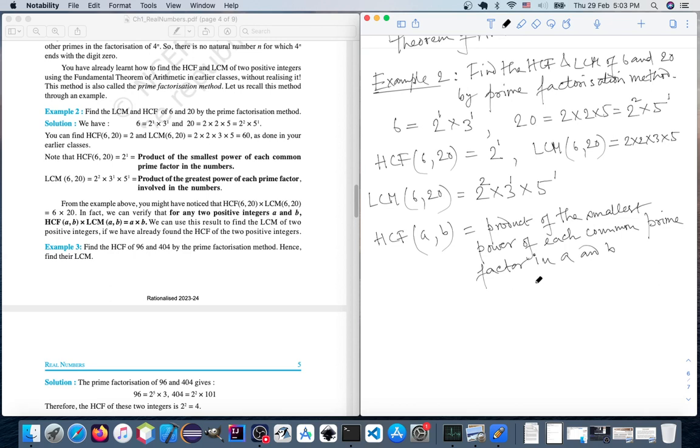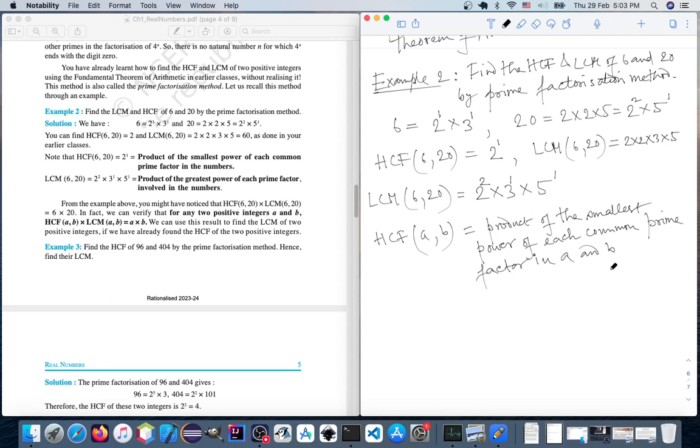So we do the prime factorization of A. We express A as the prime factorization. We express B in the form of prime factorization. We write the prime factors in ascending order, just like for 6 we did 2 into 3, for 20 we did 2 into 2 into 5. Similarly, we will express A and B and write their prime factorization.